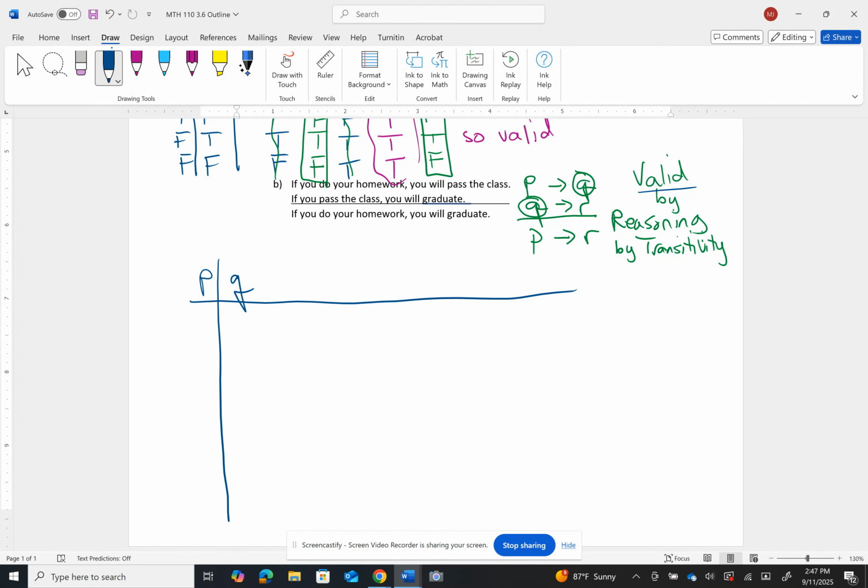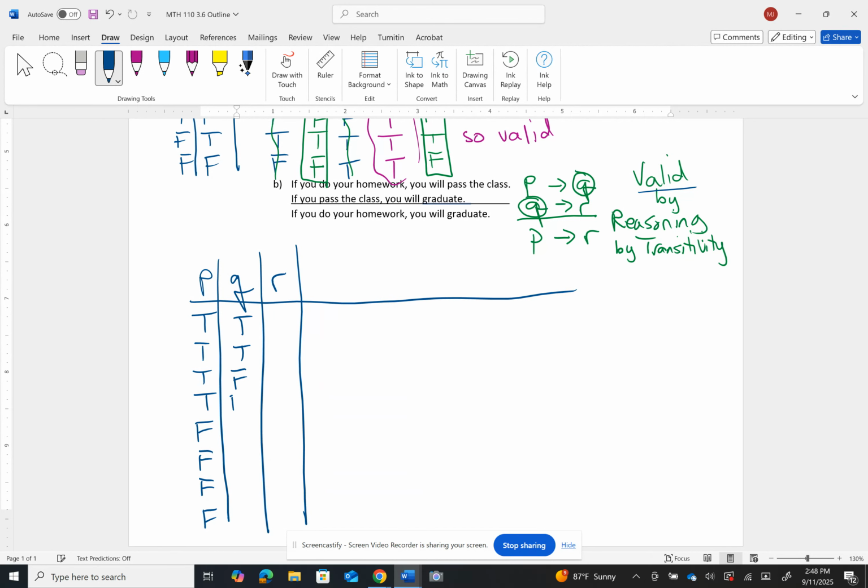You have a P, a Q, and an R. So I'm going to use the normal setup: 4 trues followed by 4 falses to start with on the first one. And then 2 trues. Try to keep everything lined up since I don't have the lines up here. 2 trues followed by 2 falses all the way down. And then every other one for the third statement.